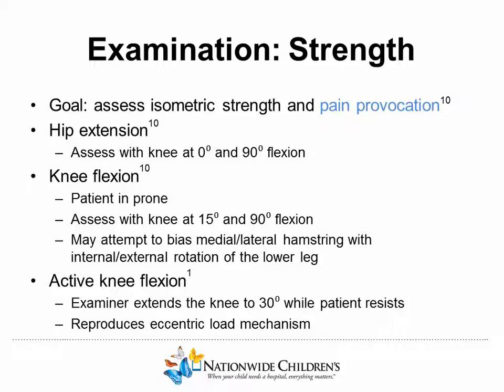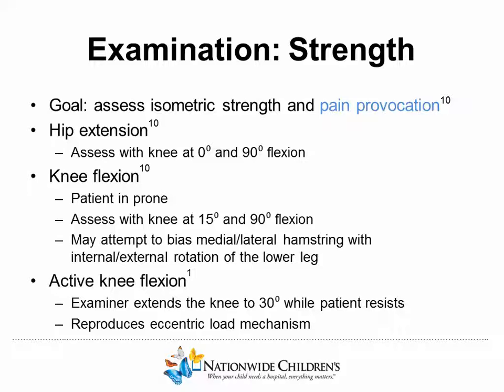When looking at strength, you want to make sure you're not just checking out the strength, but looking for pain provocation to really isolate which muscles are involved, which muscles are not involved. With hip extension, you want to check that with the knee fully extended and then also at 90 degrees of flexion. That way, with the knee fully extended, you're checking out the impact of the hamstring injury on that hip extension strength. And then you want to check it again at 90 degrees to get the hamstrings a little bit shortened, really isolate the glutes a little bit more, make sure those are nice and strong.